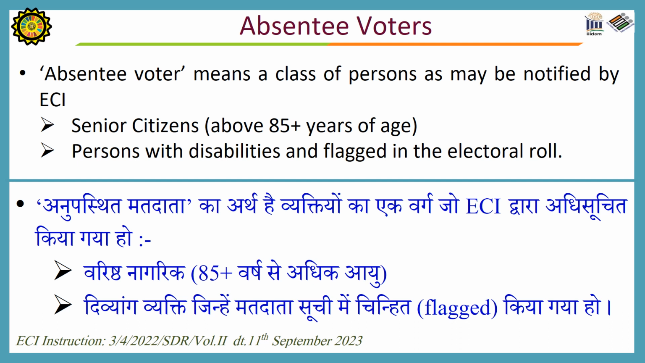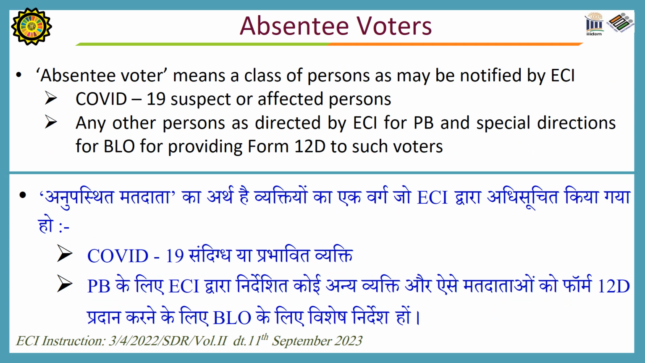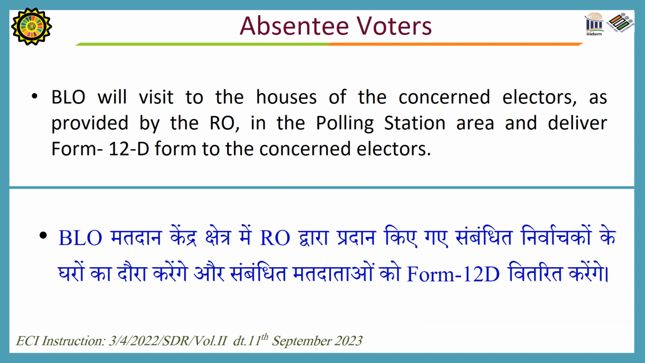Absentee voters. Absentee voters means a class of persons as may be notified by the Commission. They are the senior citizens above 85 plus years of age, persons with disabilities and flagged in the electoral roll, COVID-19 suspect or affected persons, any other persons as directed by the Commission for postal ballot, and special directions for BLO for providing Form 12D to such electors. BLO will visit the houses of the concerned electors as provided by the returning officer in the polling station area and deliver Form 12D to the concerned electors.